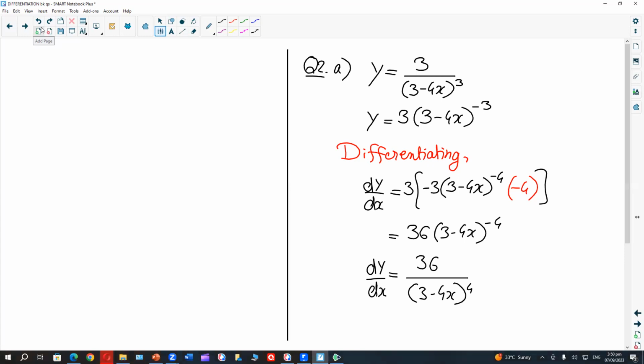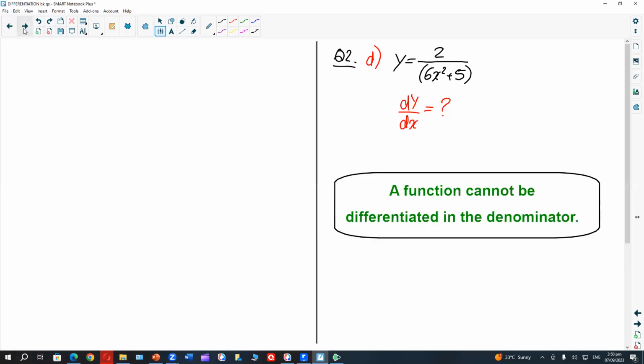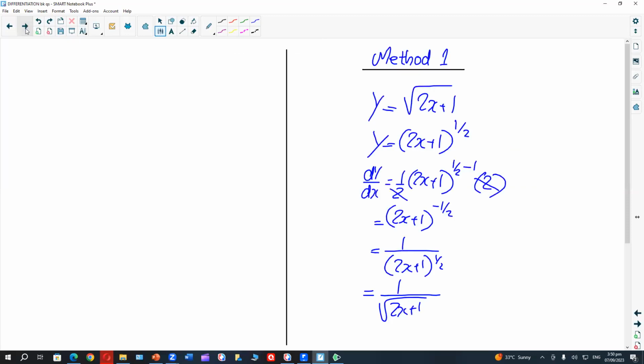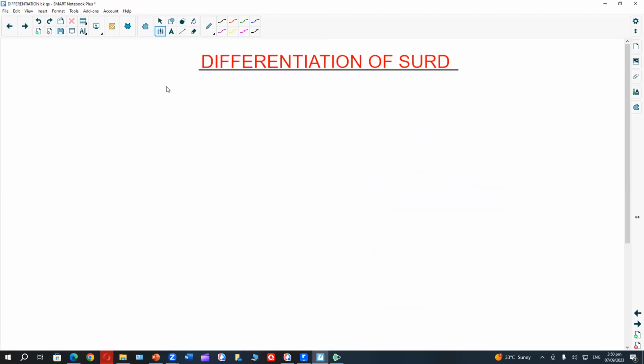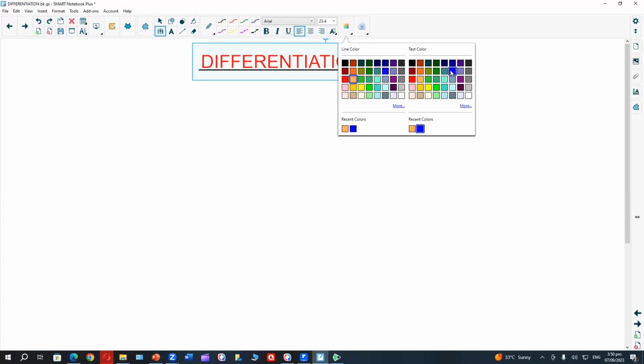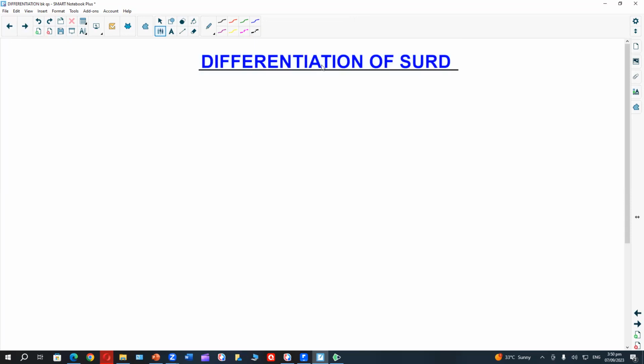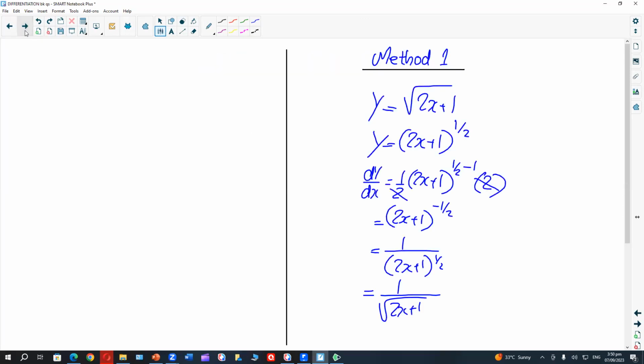Is the answer 36 over 3 minus 4x power 4? Yes. Differentiation of surd functions. Now you have to give this in your notes. Differentiation of surd functions. Surd means root functions. Different under roots can be given.